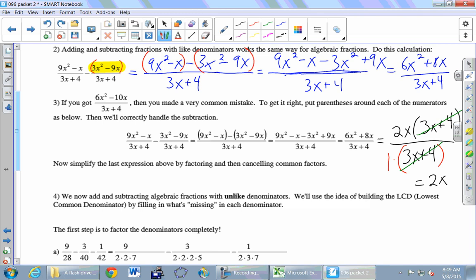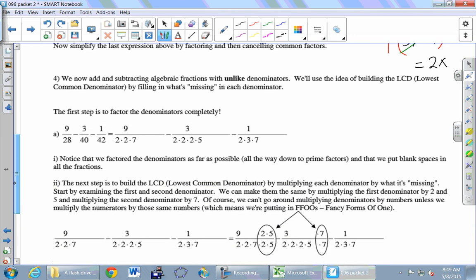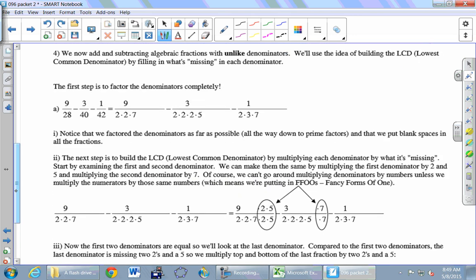So that's when we have addition or subtraction and like denominators, or the same denominators. It's a lot tougher when they're different denominators. Let's again tie into a problem that we know how to do. That is a problem with numbers in it. So let's look at part A here, number 4. 9 over 28 minus 3 over 40 minus 1 over 42.